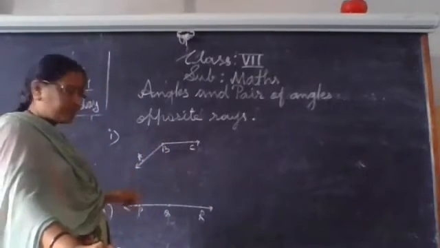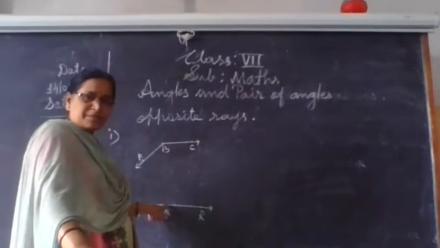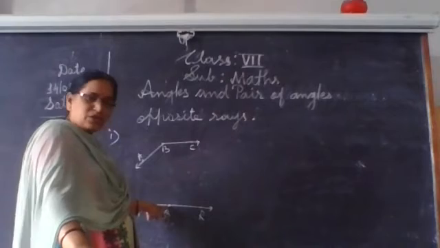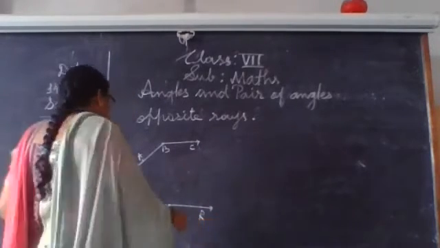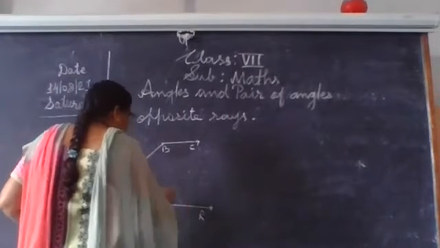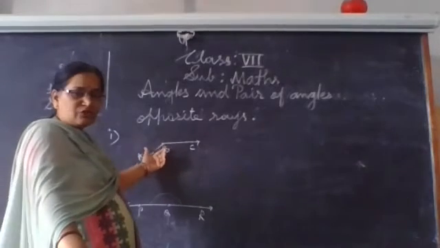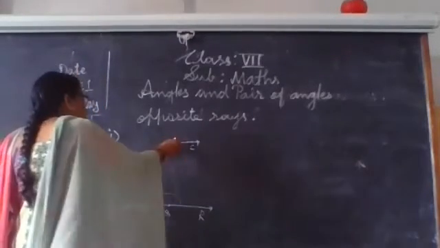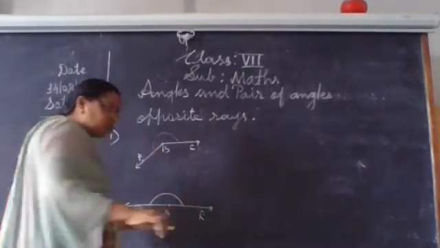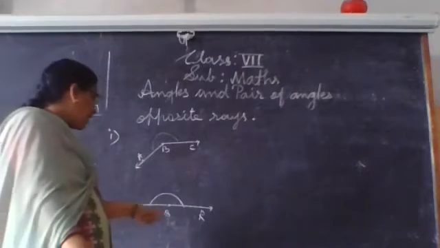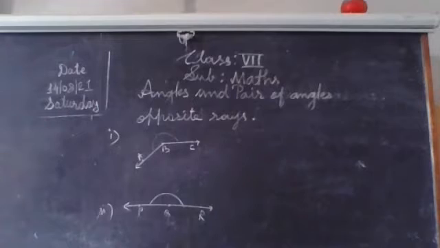But now see the second. The origin of ray QR and ray QP is the same. Q is the origin. So they are opposite rays. Why? Because a straight angle is formed by these two rays. Here a straight angle is not formed. A straight angle is 180 degrees, and it is not 180 here. But here an angle of 180 degrees is formed due to the opposite rays. That's why rays QP and QR are opposite rays, not the figure 1.